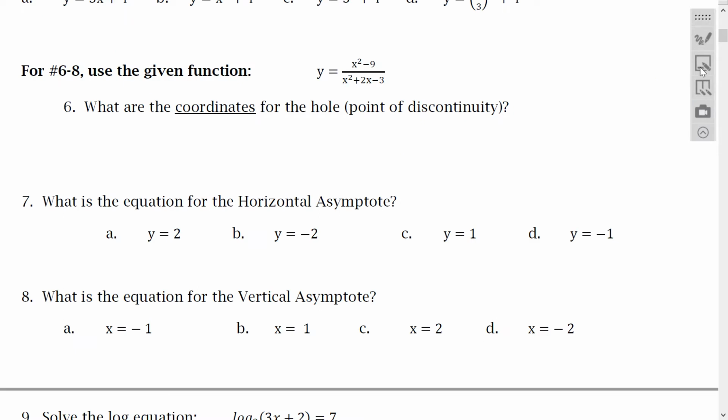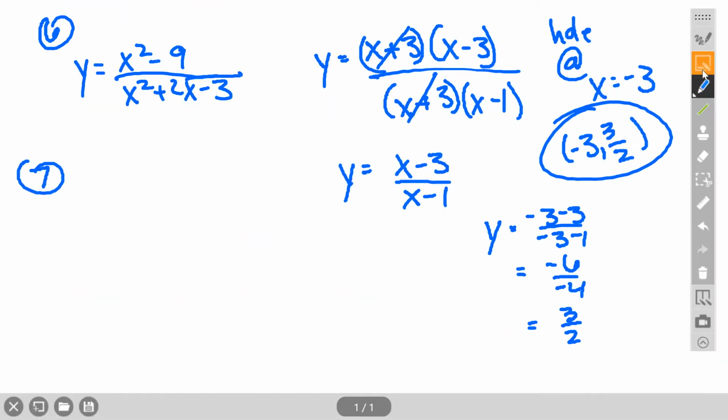Number 7, what is the equation for the horizontal asymptote? The horizontal asymptote goes left to right. So the horizontal asymptote is going to be the coefficients over each other. It's a over c, I believe, is how we did it. So it's this number over this number, 1 over 1. So it's going to be y is equal to 1. It's the coefficients on the top and bottom over each other. So in this case, y is equal to 1.